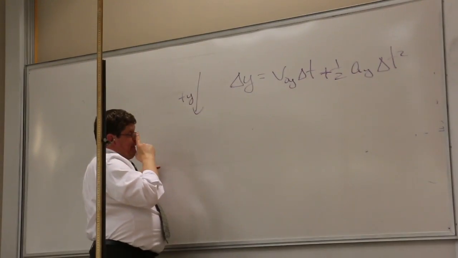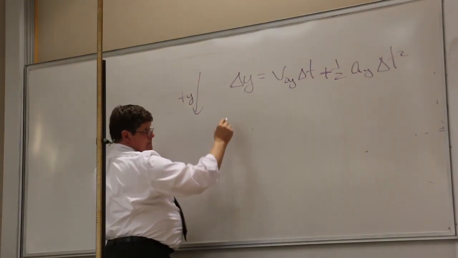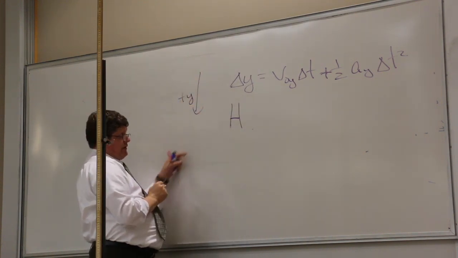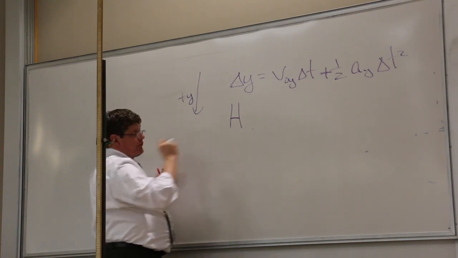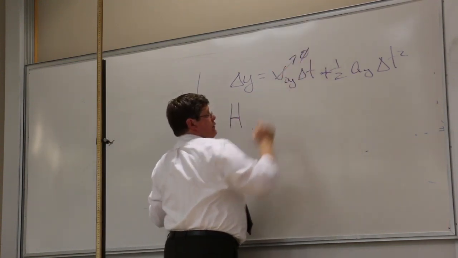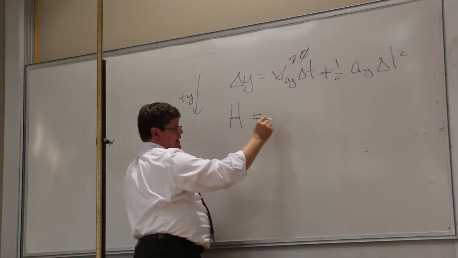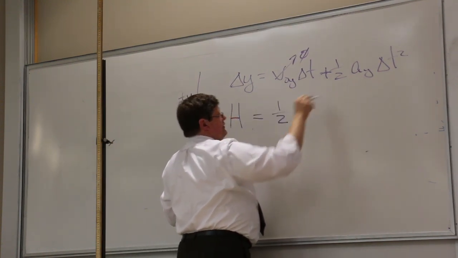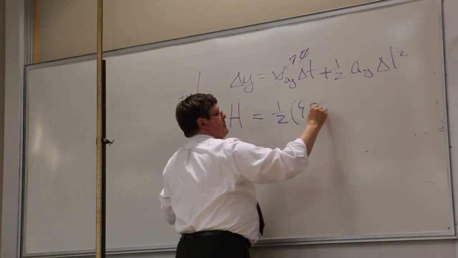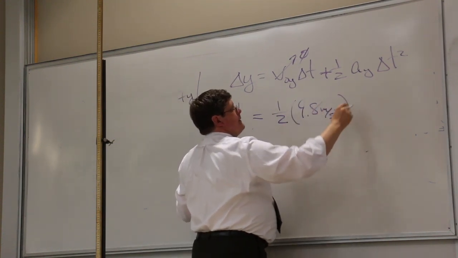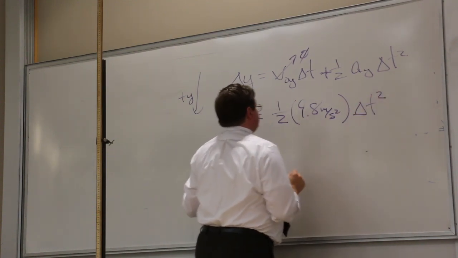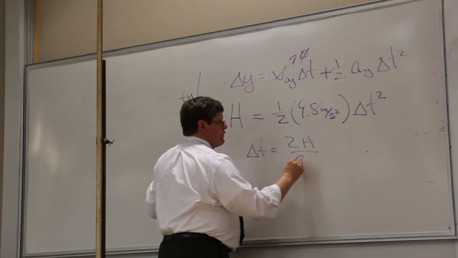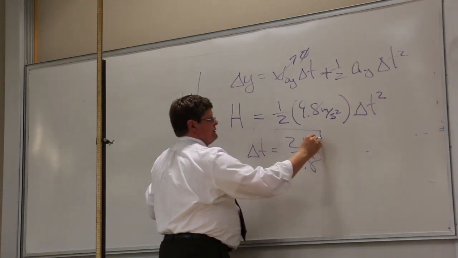Well, if I measure that h and I call down the positive y direction, delta y is going to be the h. It starts with no velocity in the y direction, so that term goes away. And what I get is 1/2, if I call down positive, this would be 9.8 meters per second squared, and then delta t squared. And that gives me a delta t of the square root of 2h over 9.8.